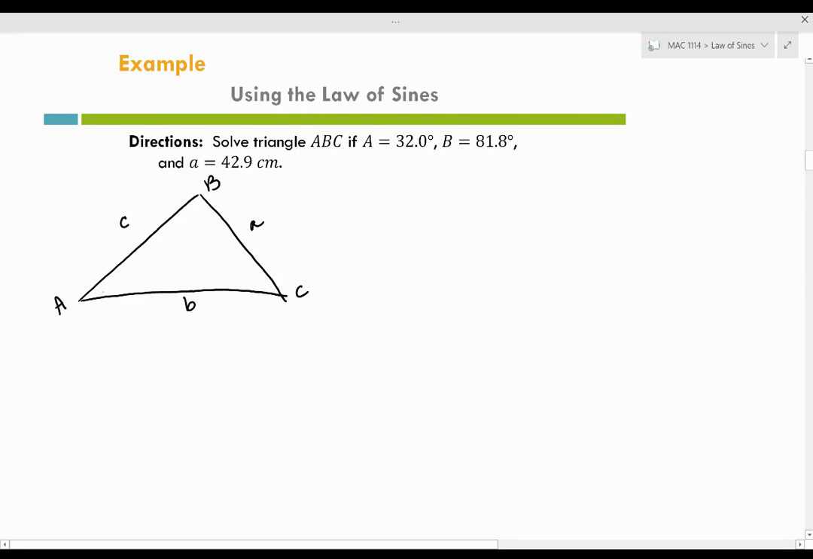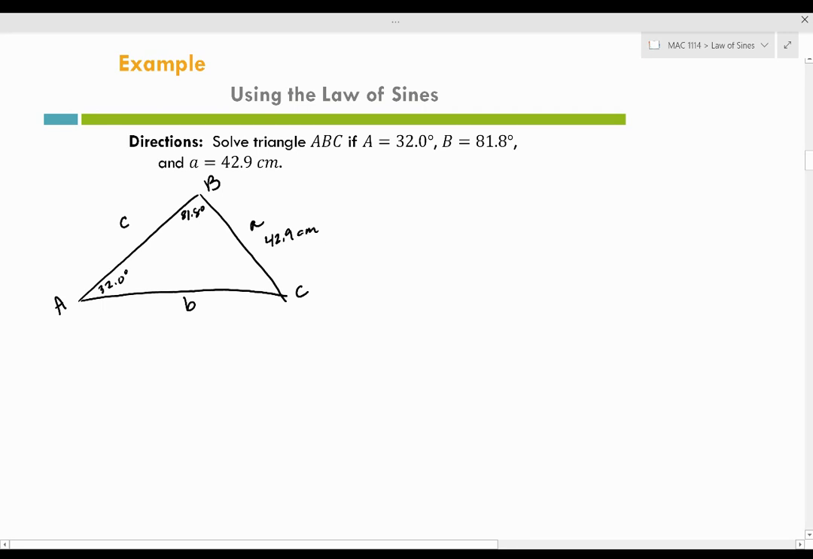So angle A is 32 degrees. Angle B is 81.8 degrees. And little a is 42.9 centimeters. Okay, now that it's labeled, I need to determine what case I fall in.